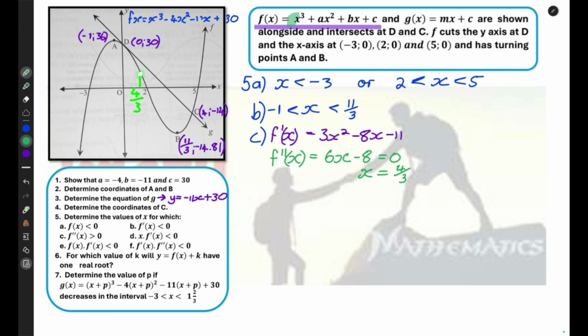So question C, where is the double derivative greater than 0? So where is it positive? Therefore, x is greater than 4 over 3. If they're asking me where is it concave up.